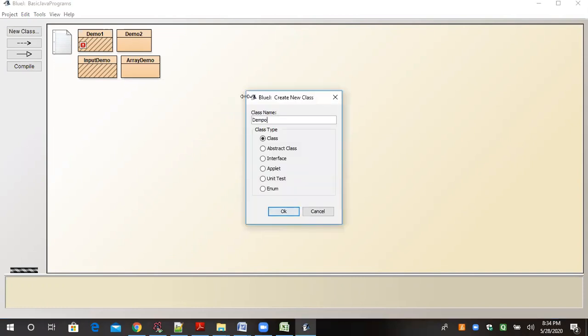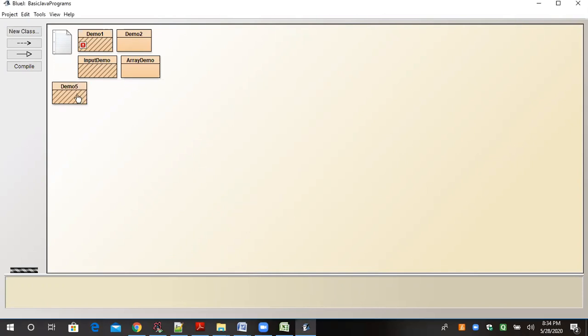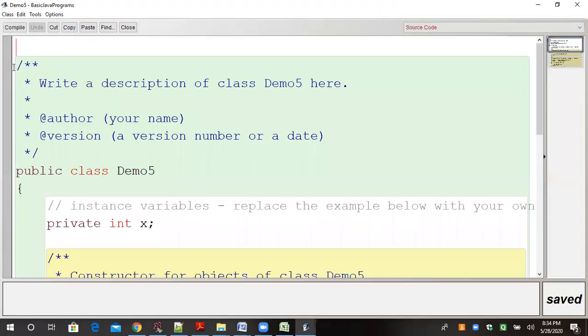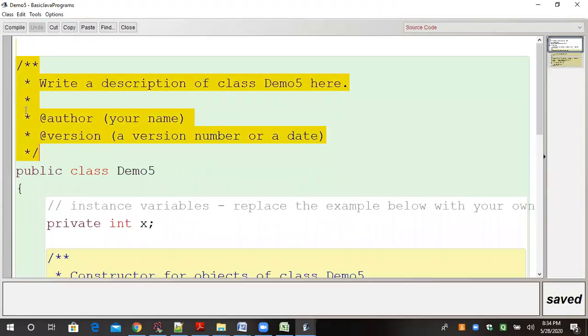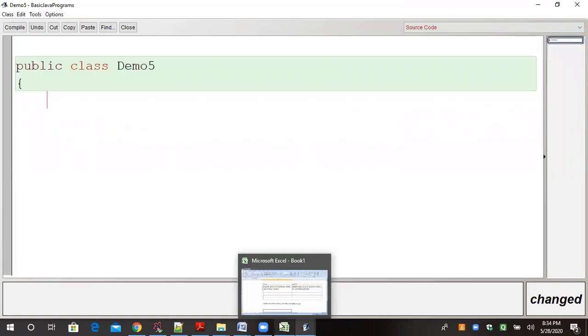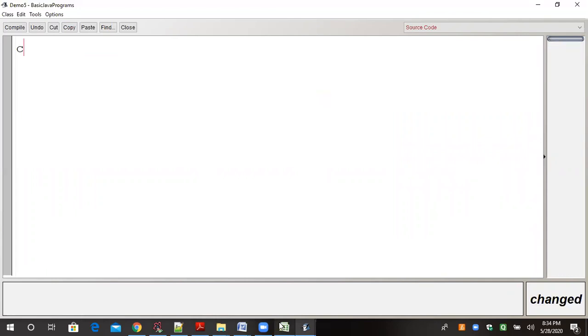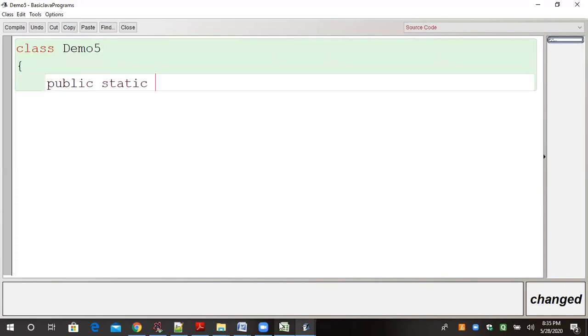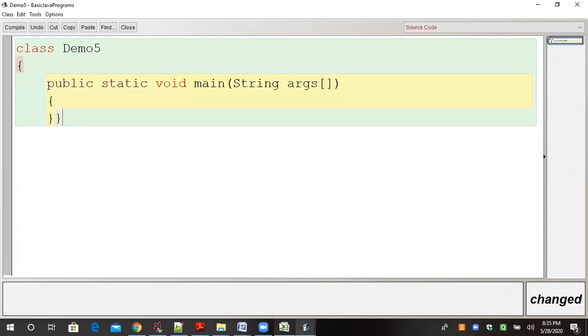Demo 5. Demo 5 is the name of my class and I am just double clicking. Okay. Now I don't want this kind of code, so just remove everything. Class. The name of the class must be same as the file name I have taken outside. Public static void main string args. Okay, all these brackets will be closed.